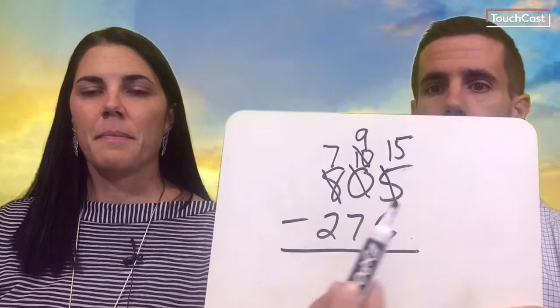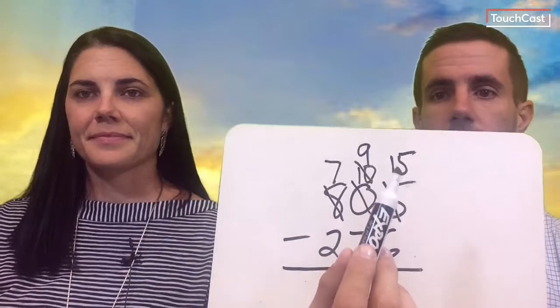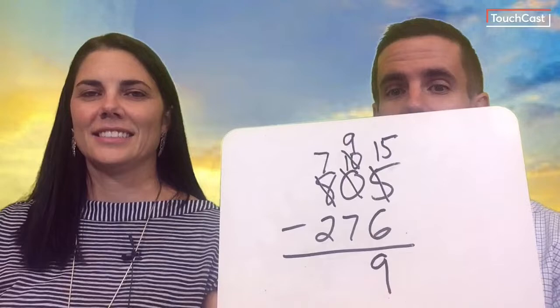So how about we do one column at a time and we'll let the class yell out the answer. Okay. So we'll pause. Ready? Here we go. 15 minus 6 is? 9. Yes, that's correct. I know they said it. They did. Okay, let's go to the tens place. Ready? 9 minus 7 is?